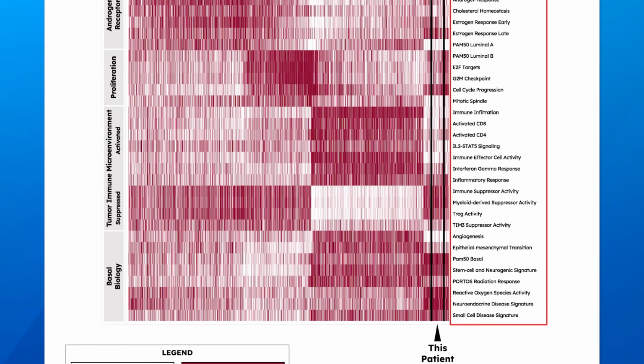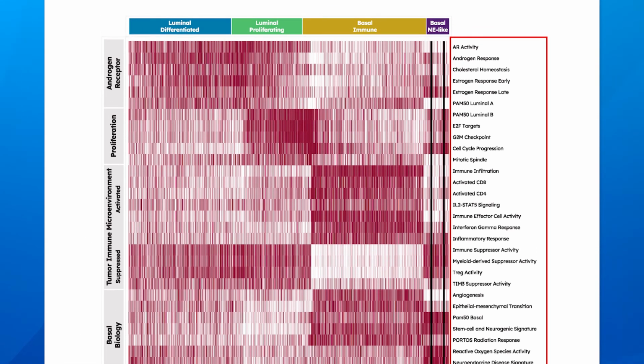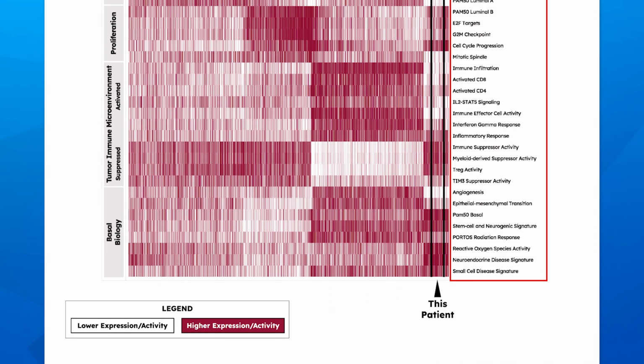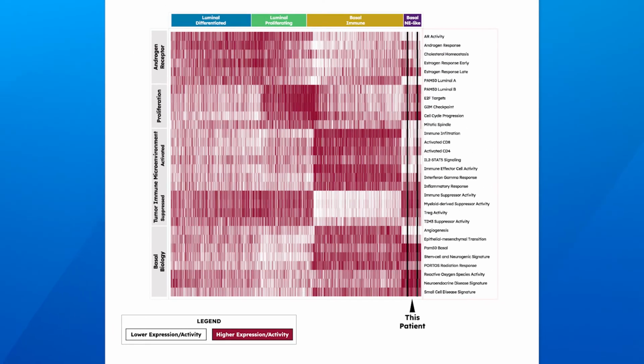On the right side of the y-axis, you can see the individual pathways and signatures that are included in the groups that we mentioned on the left side. This heat map is looking at over 100,000 individual tumor expression profiles and how they parse out over the different molecular subtypes and biological drivers of tumors. On the heat map, red indicates higher activity, white indicates lower activity.